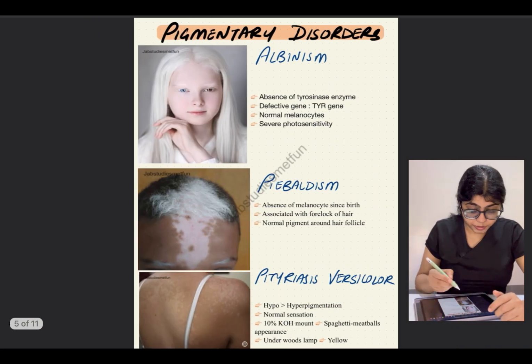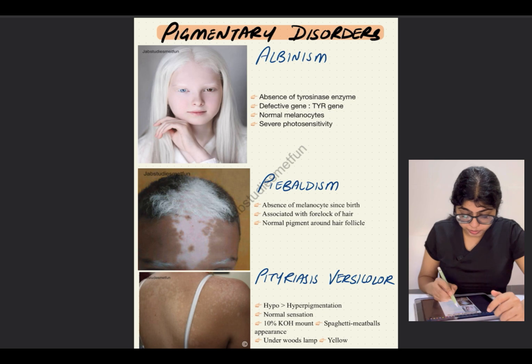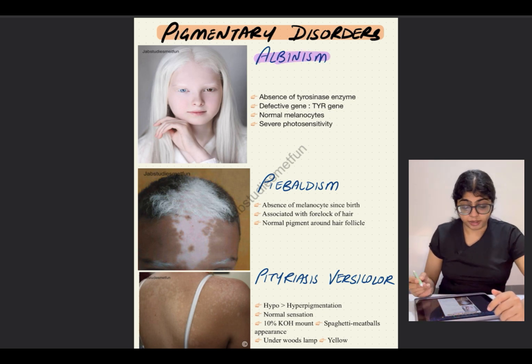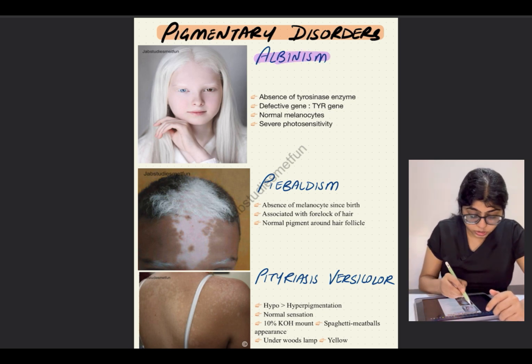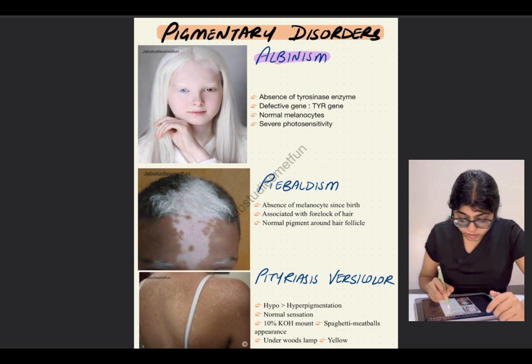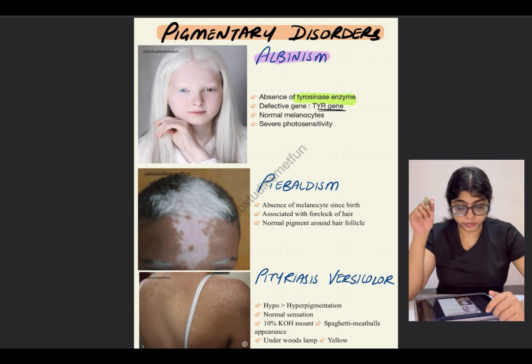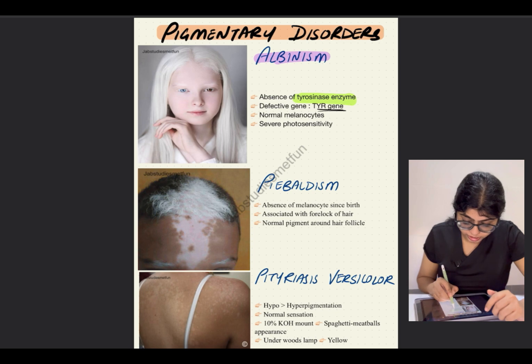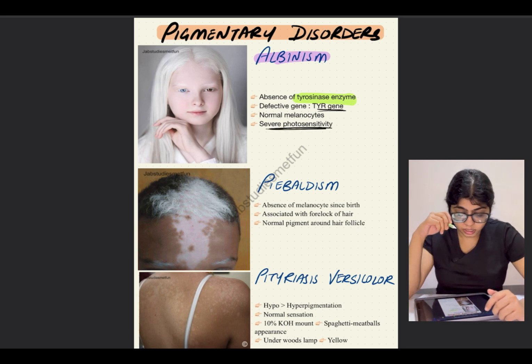The next topic is pigmentary disorders. The first pigmentary disorder we encounter is albinism, which is due to the absence of the tyrosinase enzyme, and the defective gene is the TYR gene. The melanocytes are normal, but there is an absence of tyrosinase enzyme, because of which melanin production is decreased. So in this particular disorder, there will be severe photosensitivity.